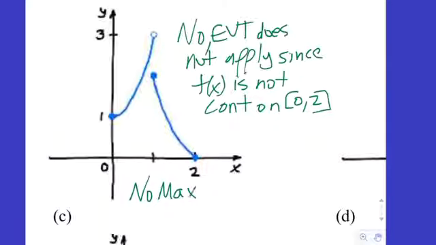No, it shouldn't, right? Because it would be the first number less than 3, because there's an open circle, and that's 2.99999. It doesn't exist. Does it have an absolute min? Yes, it has a minimum of 0 at 2.